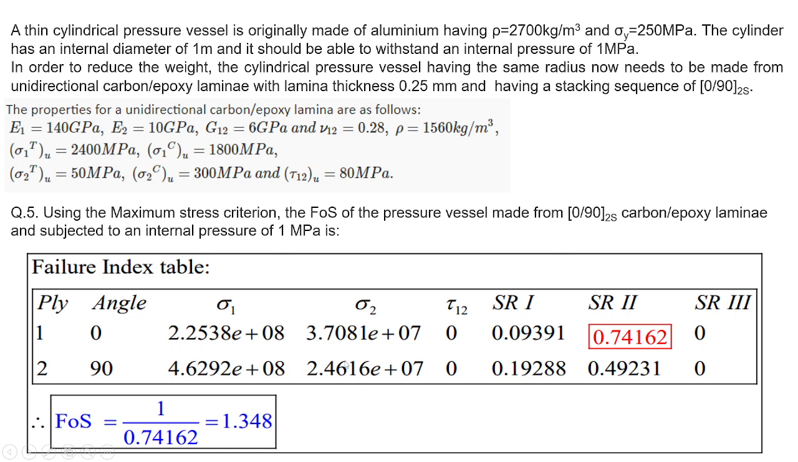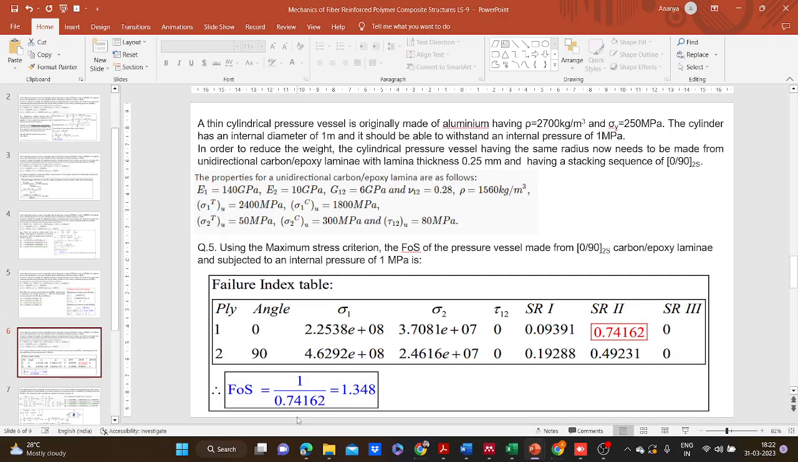Here there is no negative value, so there is no compressive ultimate stress. So we will only consider the ultimate tensile stresses in the 1 and 2 directions. When we compare the stress ratios, we consider the value which is highest, which means this ply in this direction is the first one to fail. From that value, we can get the factor of safety by taking the inverse of that value, which here is 0.74162. We take the inverse of it and we will get the factor of safety.